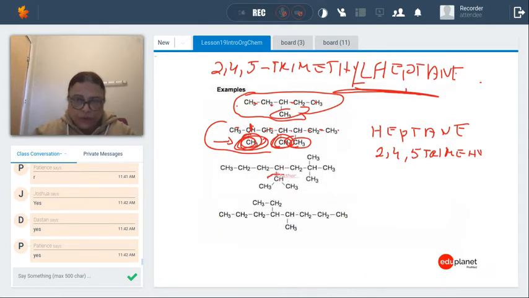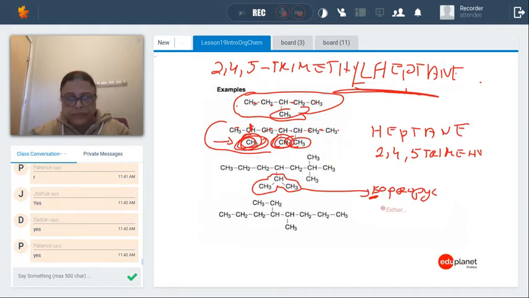This group here is called isopropyl. So the letter I. Okay. Letter I is for you. I before M. So what would be the name of this molecule?